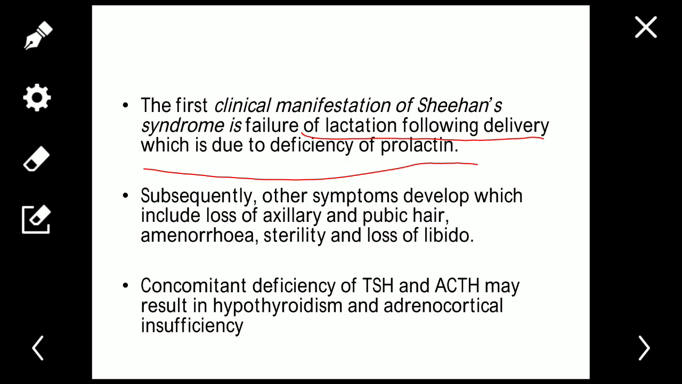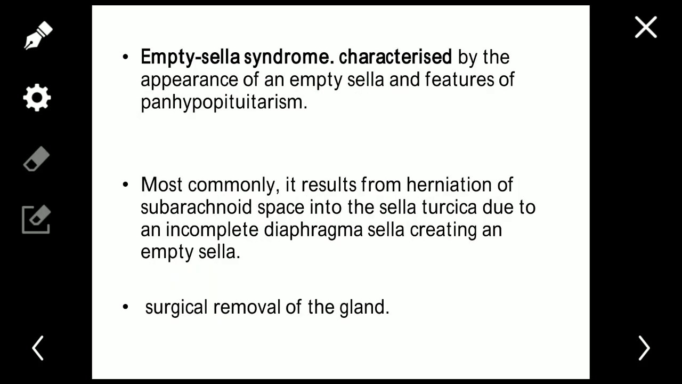Subsequently, other symptoms develop, which include loss of axillary and pubic hair, amenorrhea, sterility, and loss of libido. Concomitant deficiency of TSH and ACTH may result in hypothyroidism and adrenocortical insufficiency.